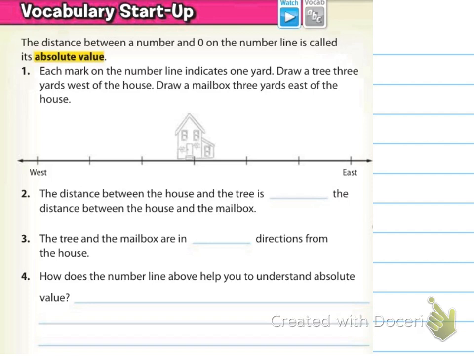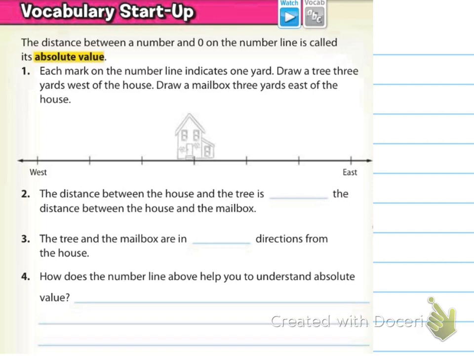Number 1 says to mark each mark on the number line indicates 1 yard. It wants us to draw a tree that's 3 yards west of the house and draw a mailbox that's 3 yards east of the house. So we're going to do that now. This is a wonderful opportunity for you guys to see my amazing artistic ability.